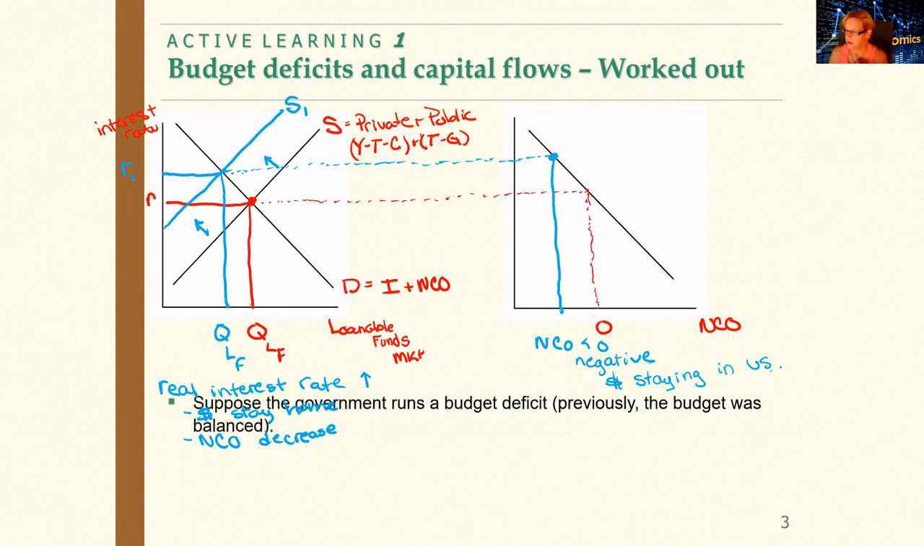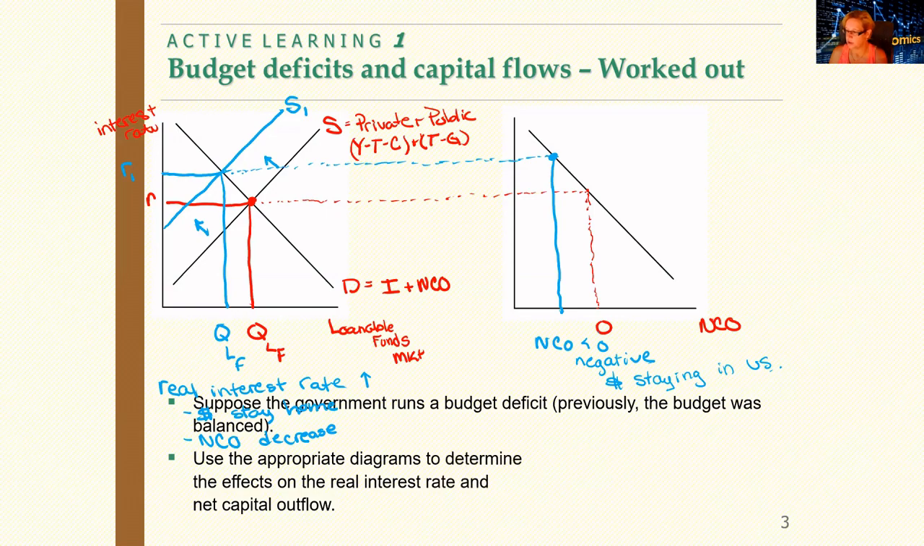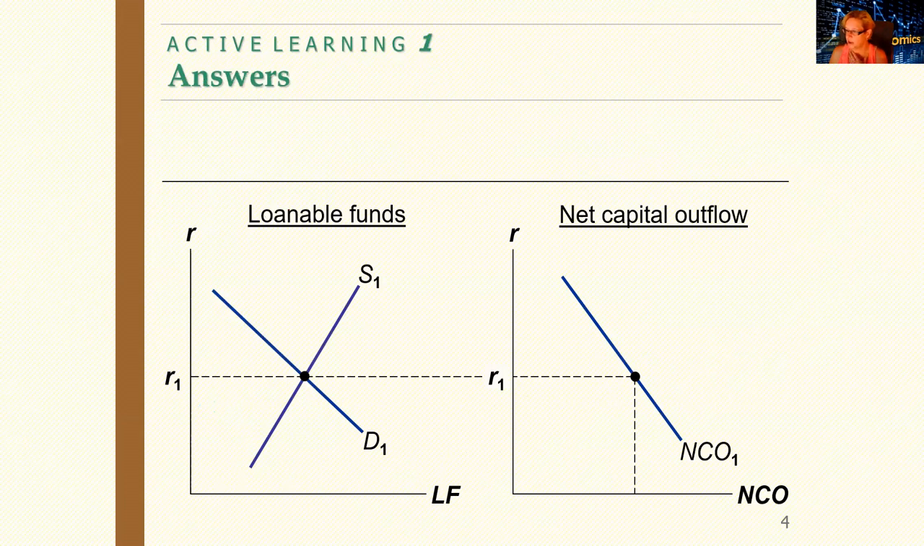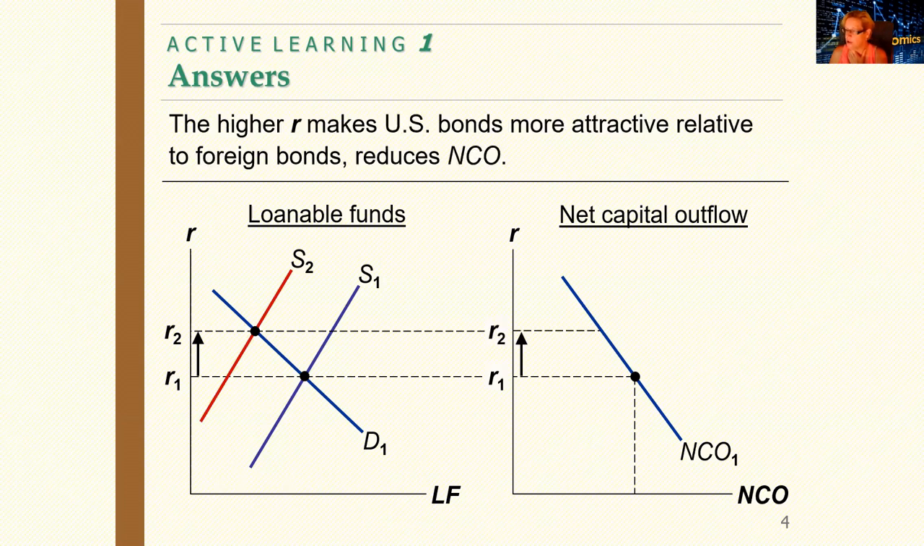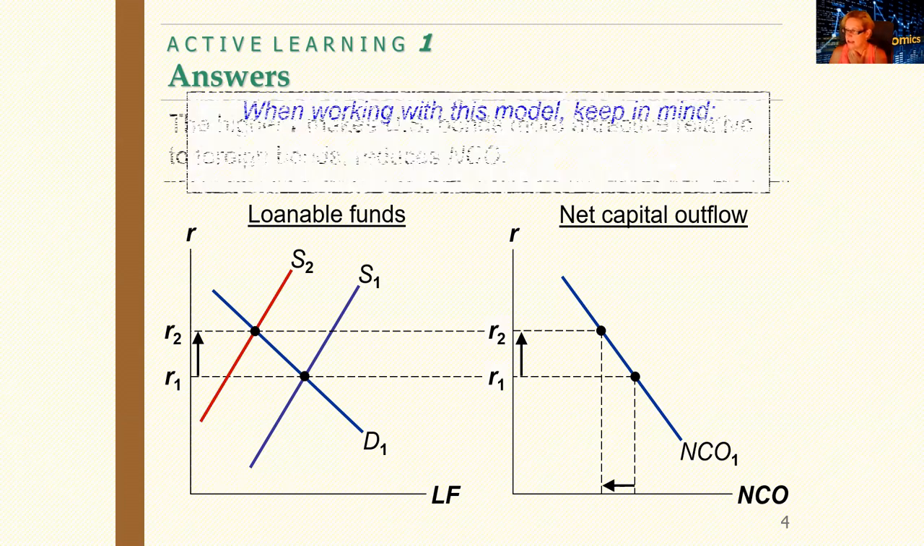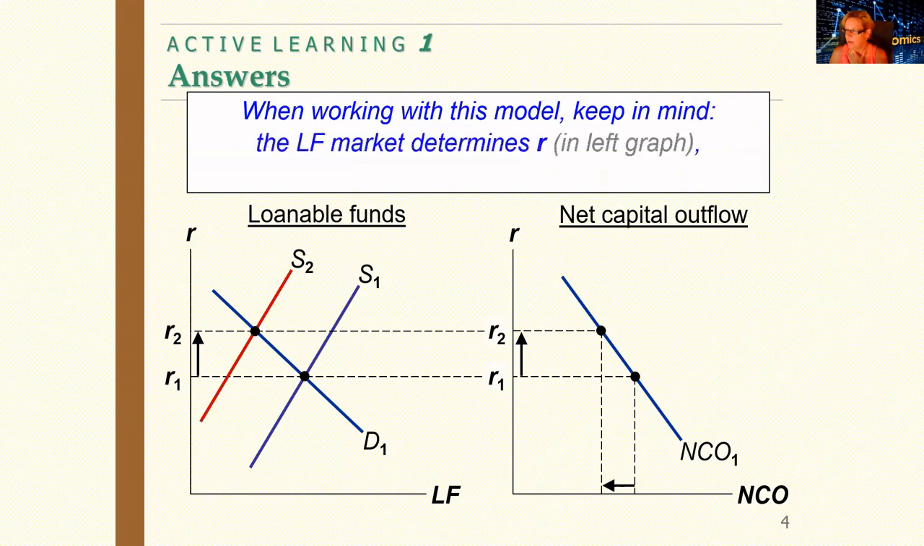Okay, all right, so use the appropriate diagrams, real interest rate, and net capital outflow. So we've done that. Okay, so here's our answer. And again, a deficit reduces savings, the supply of loanable funds, causing the interest rate to rise. So exactly what I just did a moment ago, which causes net capital outflow to decrease. We're going to have foreign money coming into the United States. Okay. And remember that the loanable funds market determines that real interest rate, then that determines the net capital outflow.